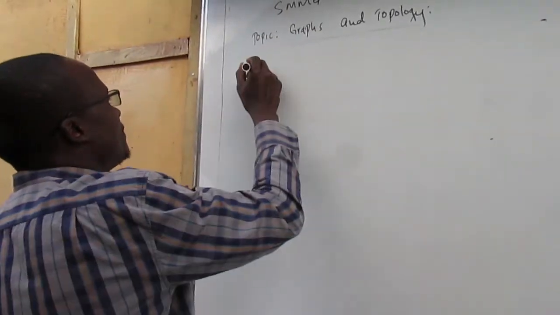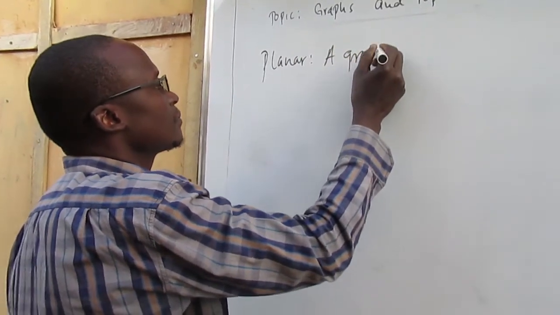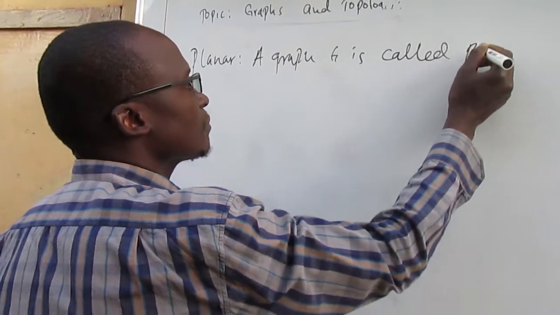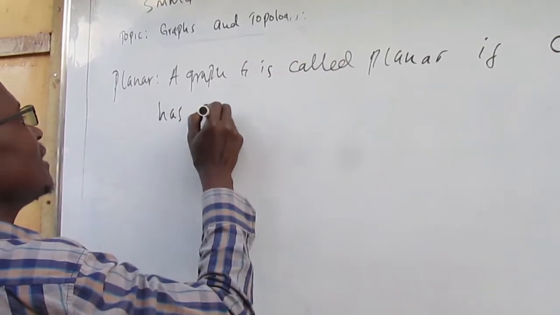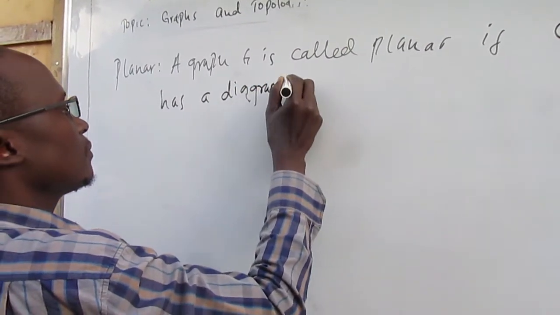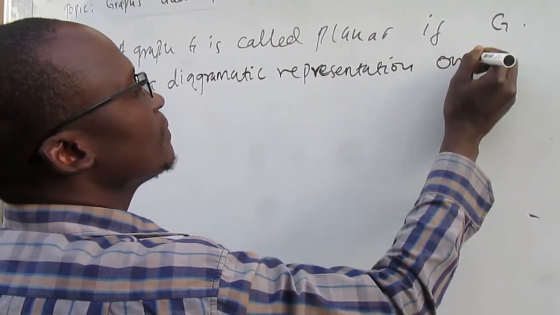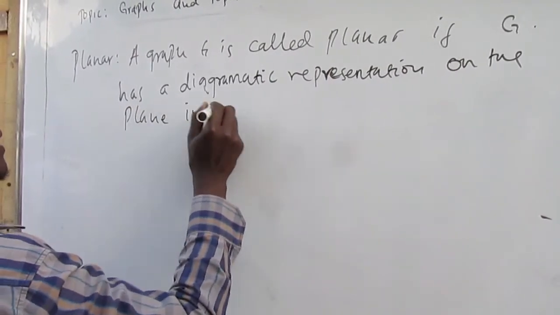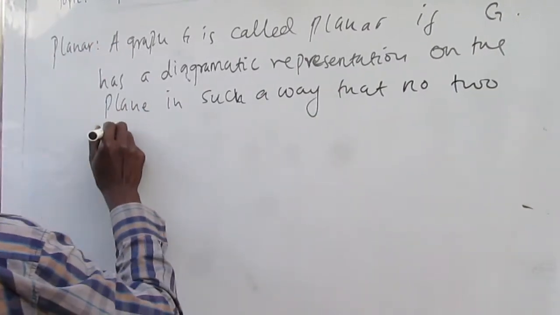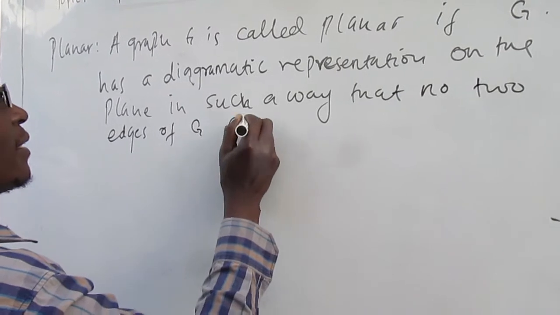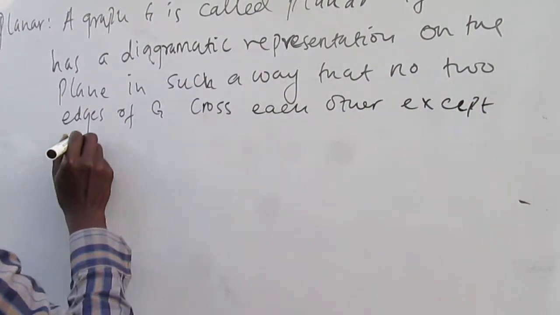Okay, so next we define planar graphs. A graph G is called planar if G has a diagrammatic representation on the plane in such a way that no two edges of G cross each other except at common endpoints.